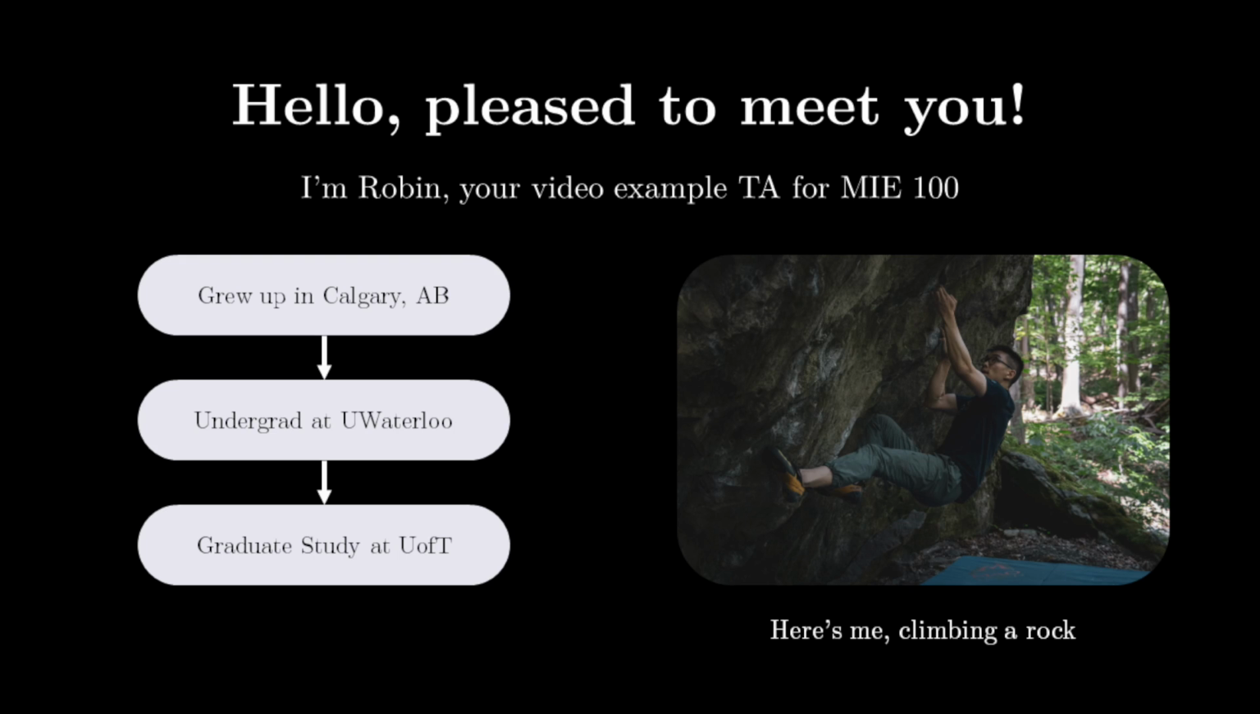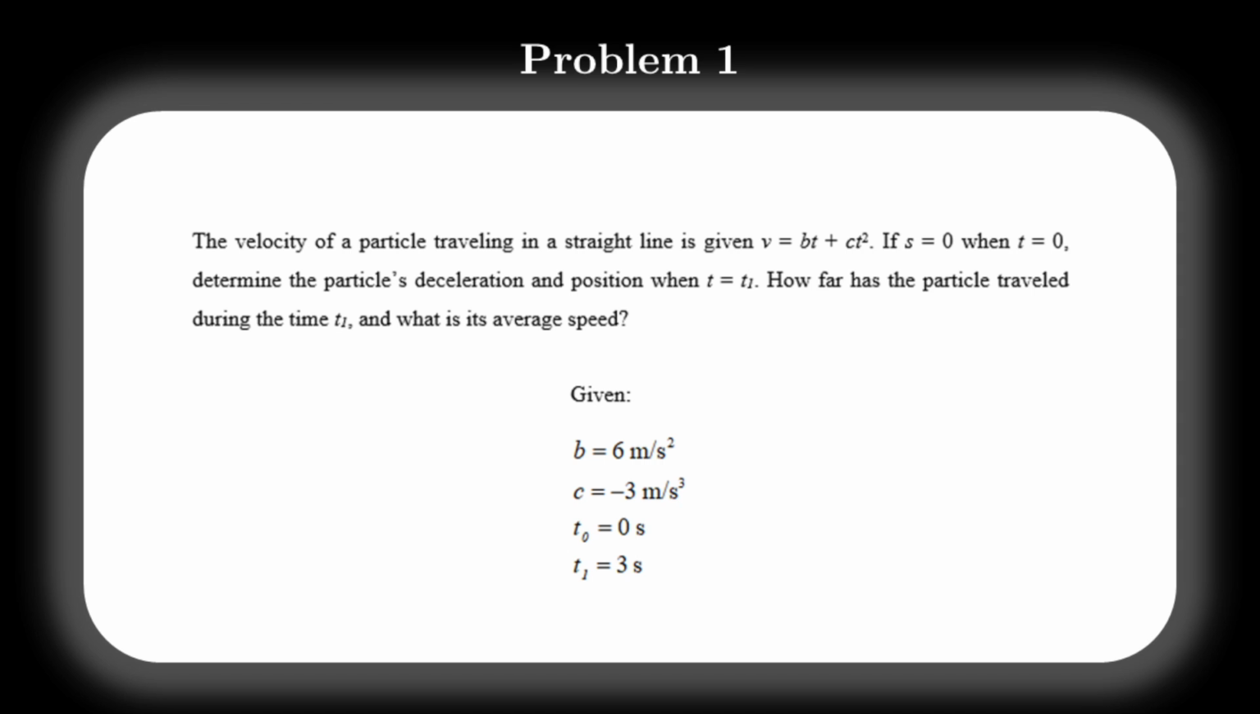Between the lectures, live tutorials, and these videos, I hope that you can find a system for problem solving that makes sense to you. The first problem is about the motion of a particle with a known velocity function. It states, the velocity of a particle traveling in a straight line is given as v equals bt plus ct squared. If s equals 0 when t equals 0, determine the particle's deceleration and position when t equals t1. How far has the particle traveled during the time t1, and what is its average speed?